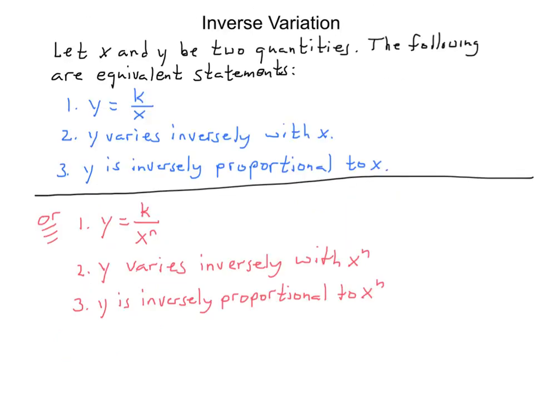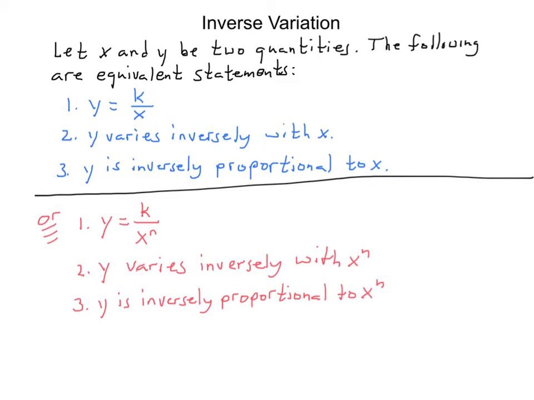Now let's look at an inverse variation. Again, we're going to let x and y be two quantities. The following are equivalent statements. y equals k divided by x is the same thing as saying y varies inversely with x, which is also the same thing as saying y is inversely proportional to x.